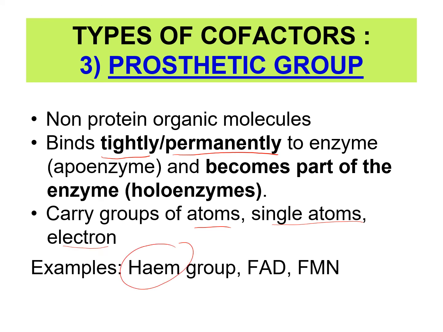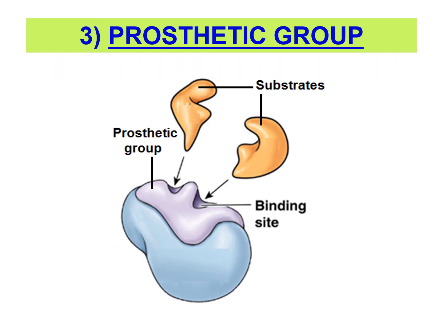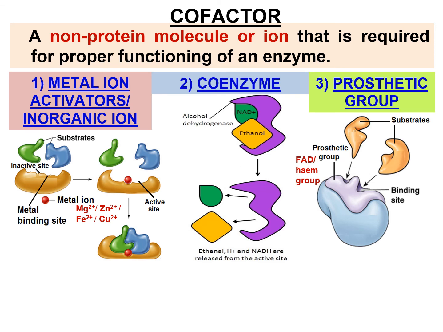An example is the heme group of our hemoglobin. FAD, FMN. These two molecules we will come across again in cellular respiration. So this is an example of a prosthetic group that is bound permanently to the enzyme. So it prepares a binding site for substrate, a more compatible binding site.